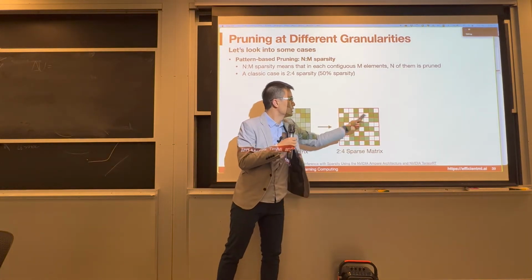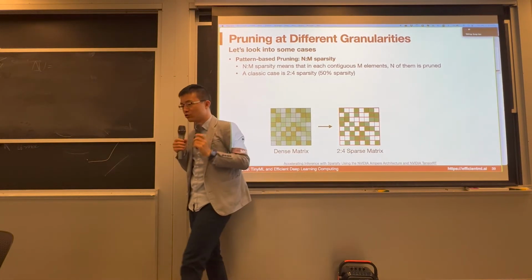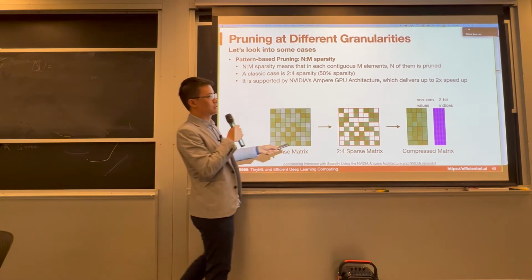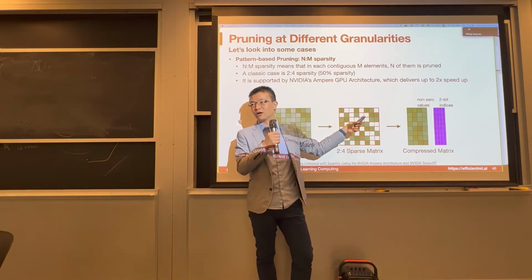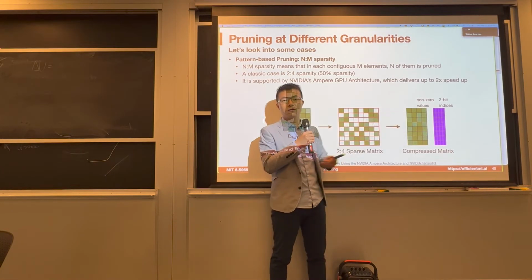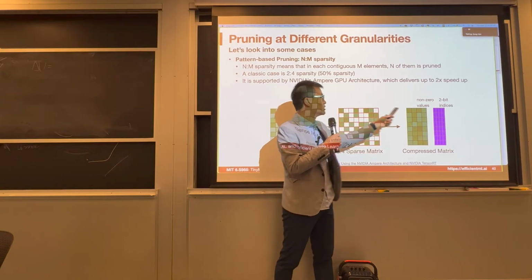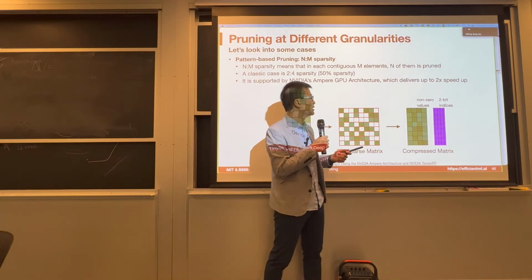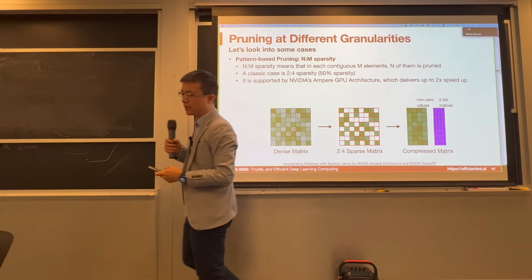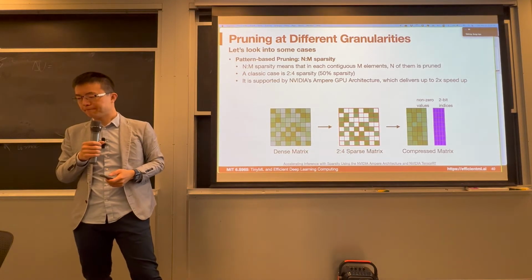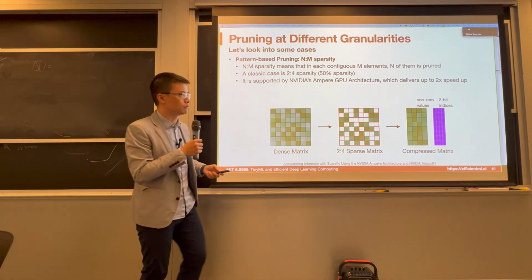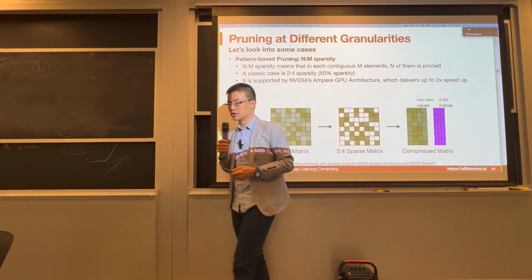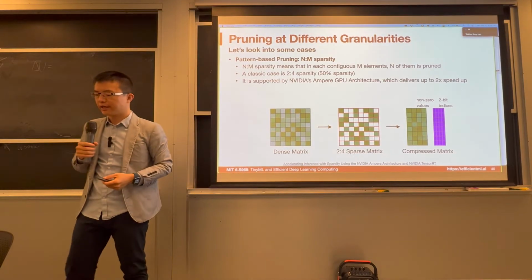Every 4 elements, at least 2 of them have to be 0. Then we can condense this matrix from 8 columns into only 4 columns. For each weight, we just need to store a 2-bit index indicating the location, or whether it is 0 or not. So for example, for this block, for each one we want to associate it with the index indicating the location.